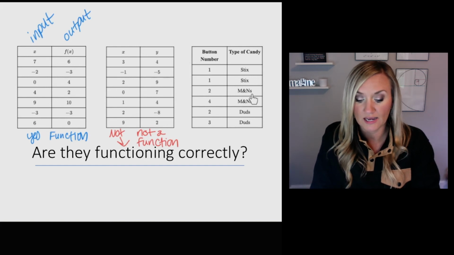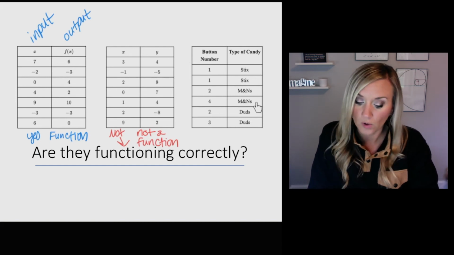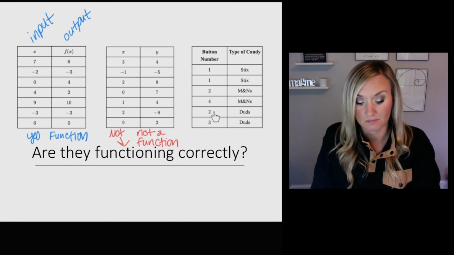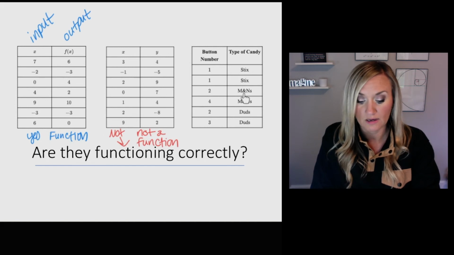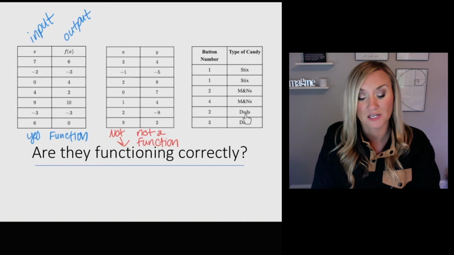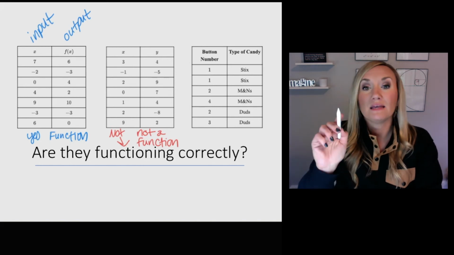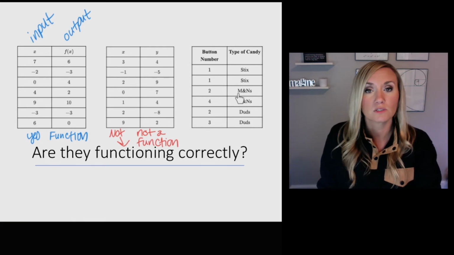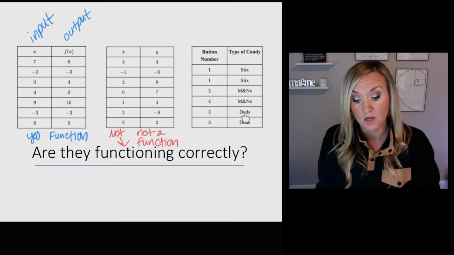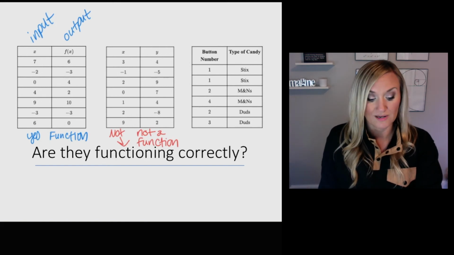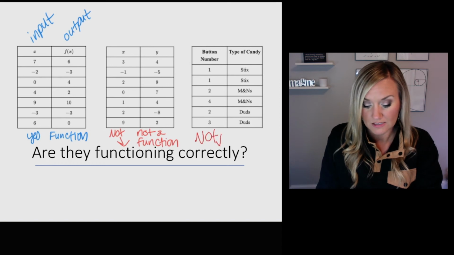Now I pushed a 2, I got M&M's. I pushed the 4, I got M&M's. Still good, right? Because that's a different button. I pushed a 2, I got M&M's the first time. I better get M&M's the second time, and I don't. I get duds. What that means is if you walk up to this machine and you push the number 2 button, you have no idea what's going to come out. Are the M&M's going to come out? Are the duds going to come out? You don't know. So that's why this is also not a function. It is not functioning correctly. It is not a function.